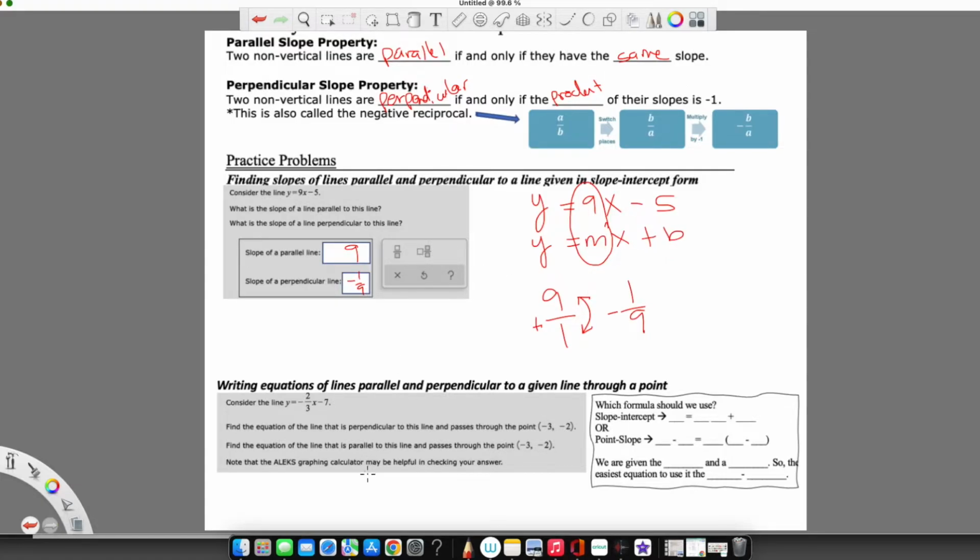All right, so now we're going to apply this to actually write an equation. These ones are kind of nice because they always give us the exact same point to work with, which is really nice.